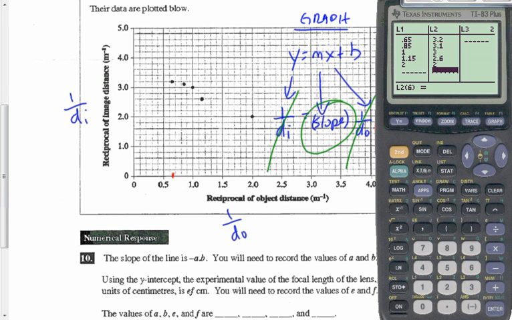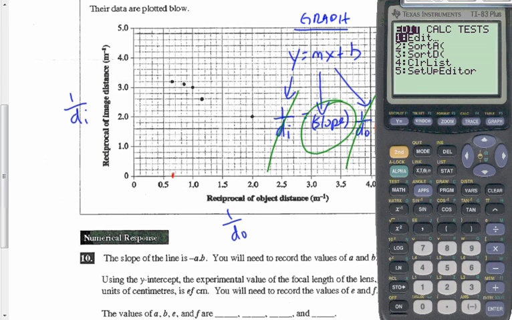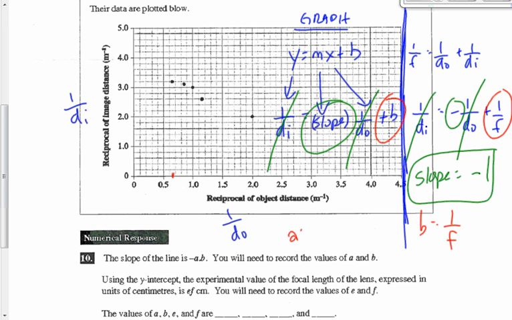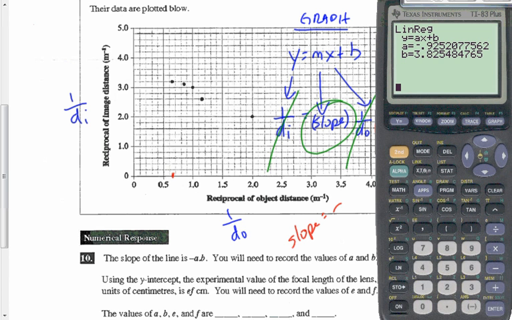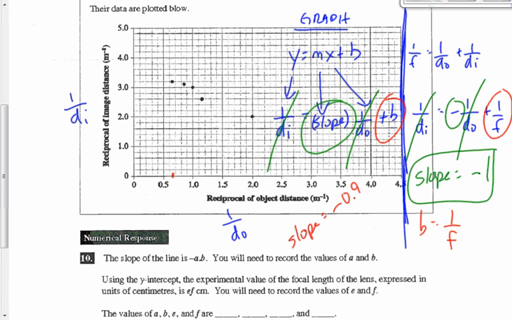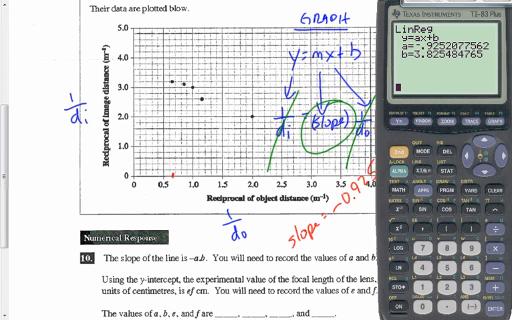You can have page 11 in front of you right now if you want. Stat, go over here to calc, go down here to option 4, which is linear regression, press enter again. Look at that. We said my slope should be negative 1. What did it work out to be? Negative 0.9. Pretty close, right? So we're going to say A, the slope, is negative 0.925. We'll worry about expressing that in a minute. The y-intercept B was 3.8255.